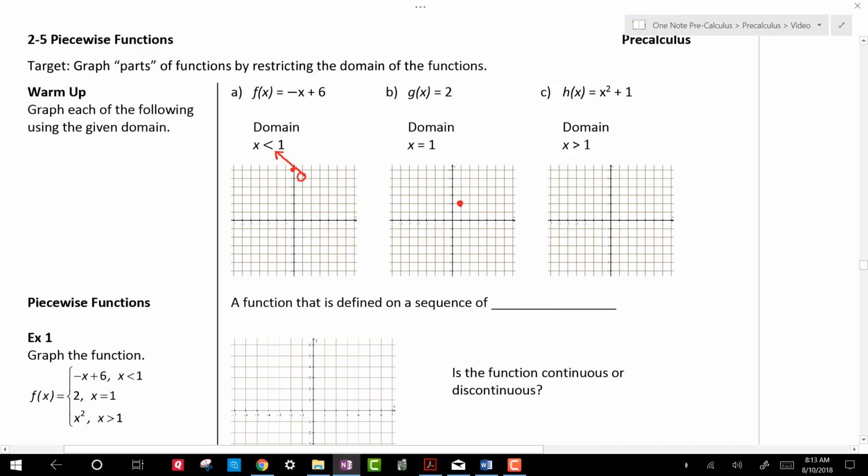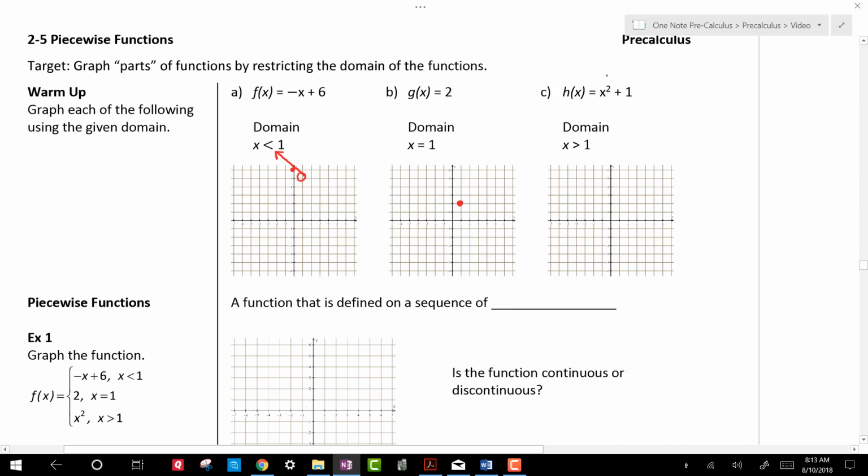Okay? My last one is a parabola, x squared plus 1. We just got done talking about how to graph these. And the domain here is x greater than 1. Now here's the tricky part about this. A lot of us might know how to graph this parabola, but when we start to restrict the domain, it's going to get a little trickier.